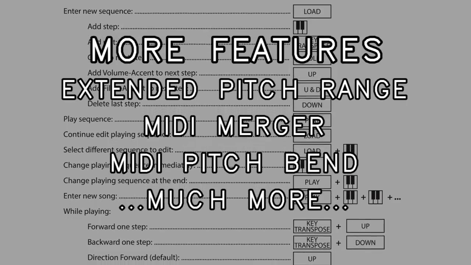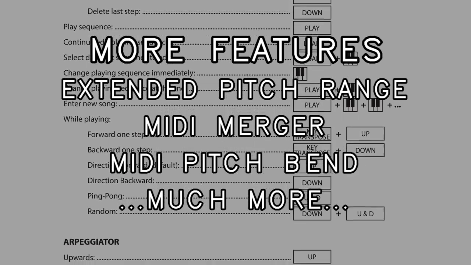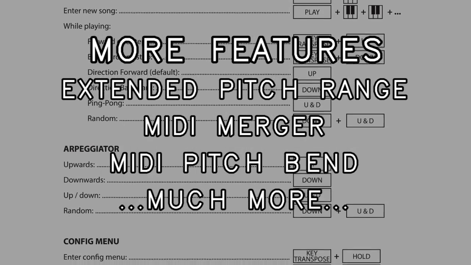These were some, but not all, features of the Tubbutec SH-101 mod. There's an extended pitch range, a built-in MIDI merger, MIDI pitch bend control, and much more.